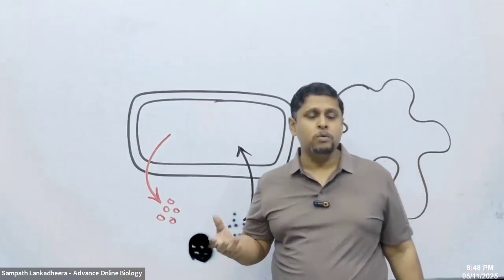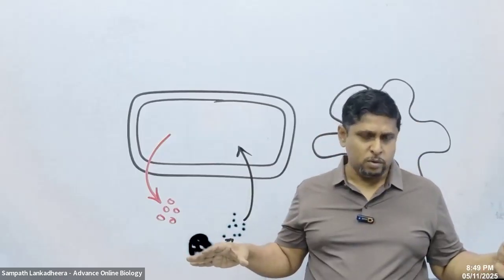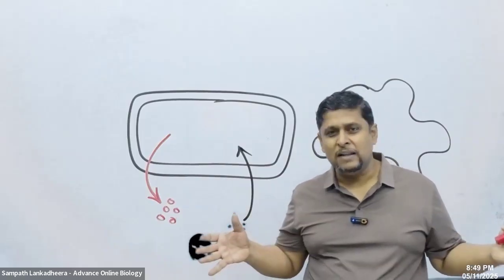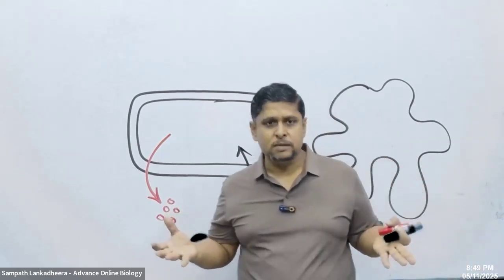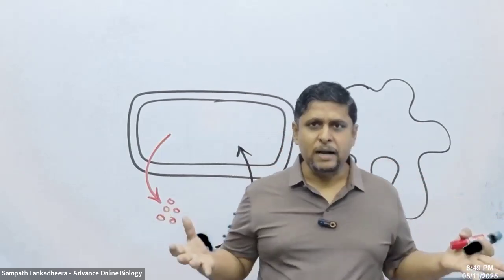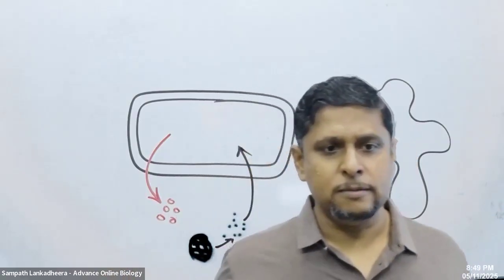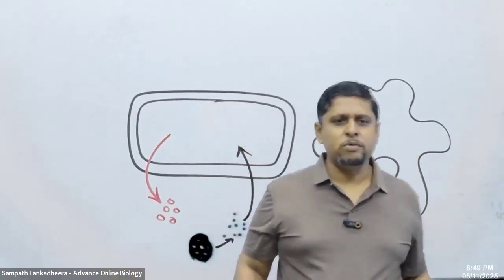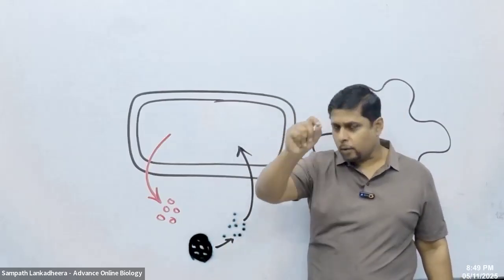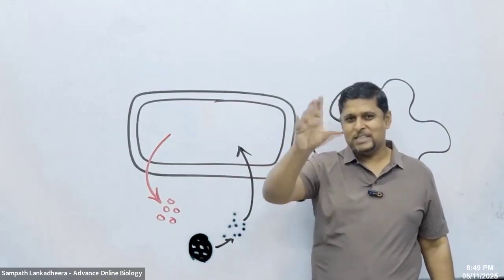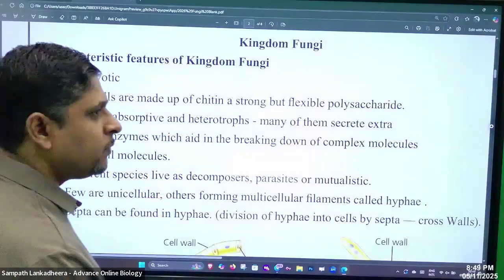So it's not only limited to fungi, but you have to keep in mind, I don't say that all bacteria show absorptive nutrition, because some bacteria are photosynthetic. Cyanobacteria is photosynthetic, so they don't have to show absorptive nutrition. So the rule is heterotrophic ones with a cell wall. Clear? Okay.